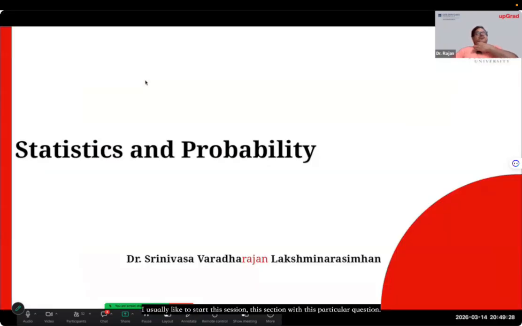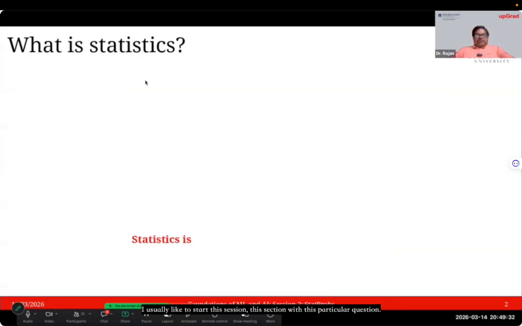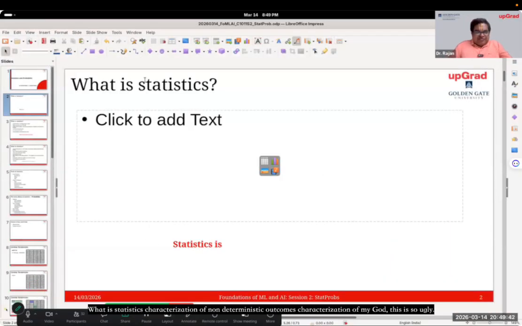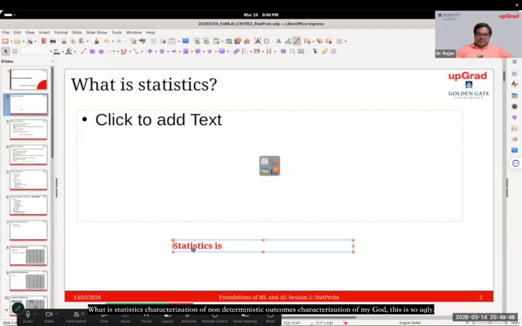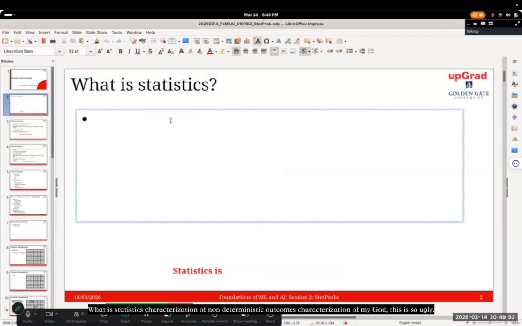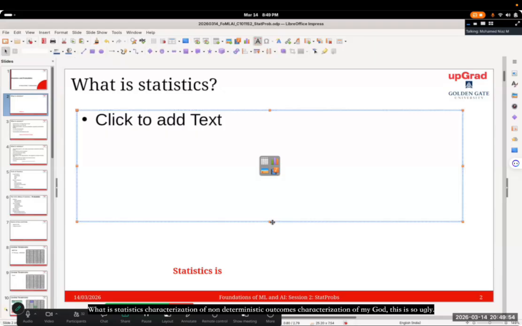I usually like to start this section with this particular question. What is statistics? Let's have a quick 5 minute discussion on this. What is statistics? Characterization of non-deterministic outcomes.